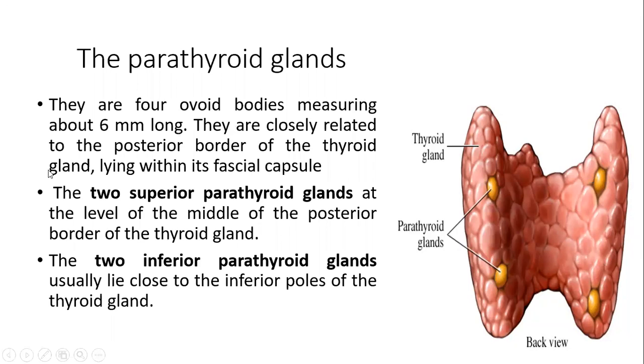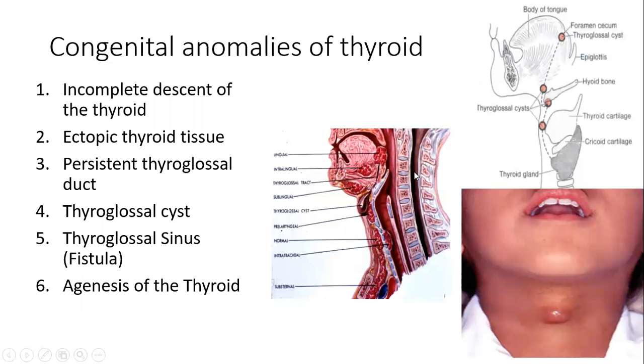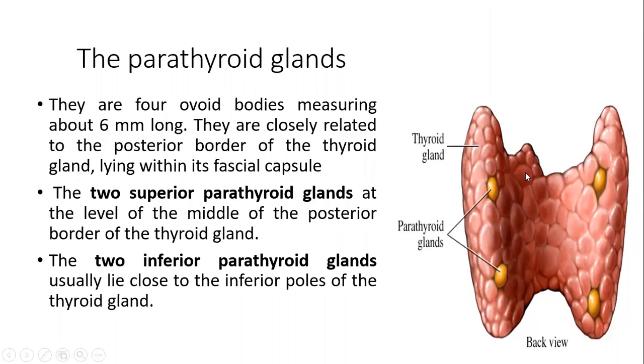Okay, they are closely related to the posterior border of the thyroid gland. So that's why you can see them only when viewing from behind. From the front, you cannot see them, but from behind, you can see these four glands. They are closely related to the posterior border of the thyroid gland, lying within its fascial capsule. Within the fascial capsule of the thyroid gland, these glands will be present.